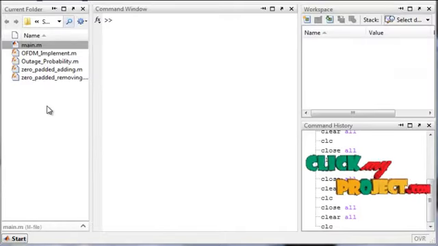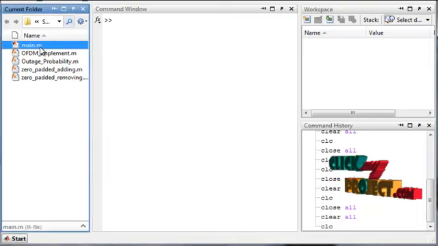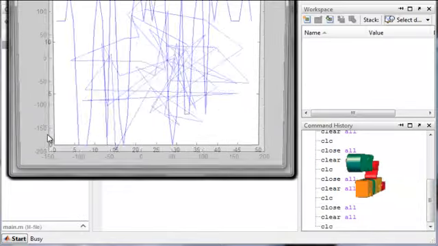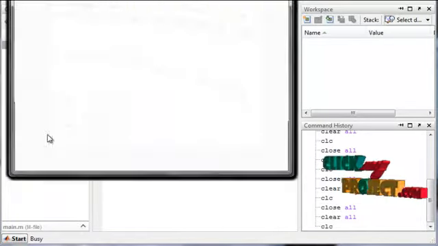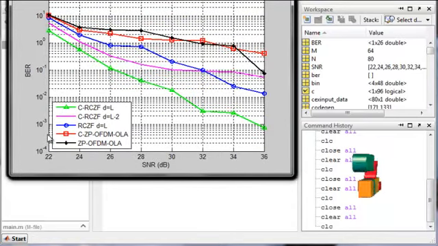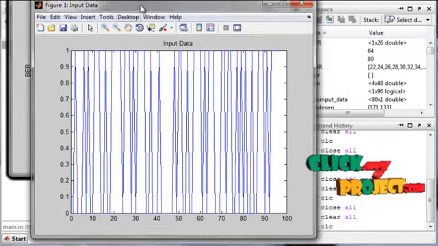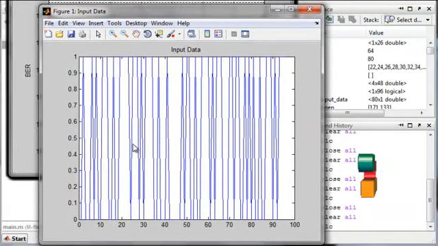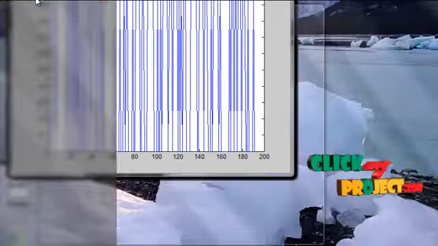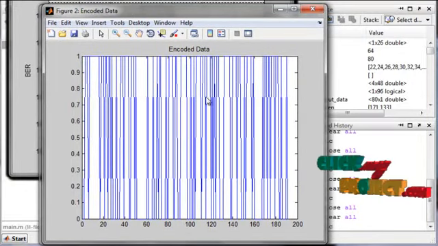Here we discuss the running procedure for the product. Select the main m file for executing the product. Now by executing the file, many outputs are displayed. All the outputs are related to the flow diagram for both the transmitter and the receiver side. The transmitter side first generates the input data. So this is the input data of the system, and then encoding the data is displayed. So this is the encoding data of the product.